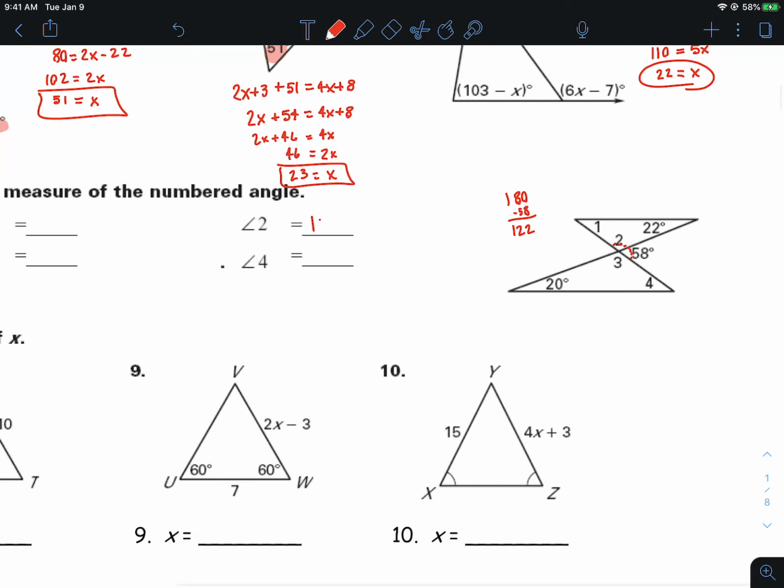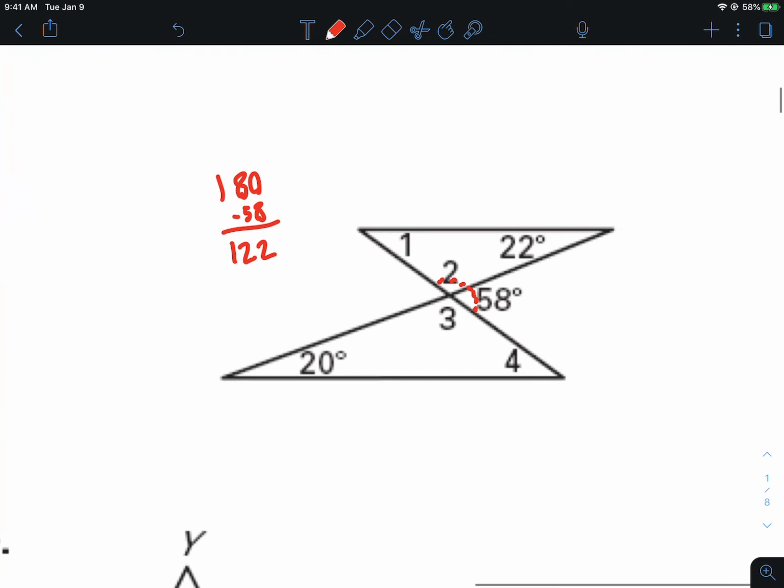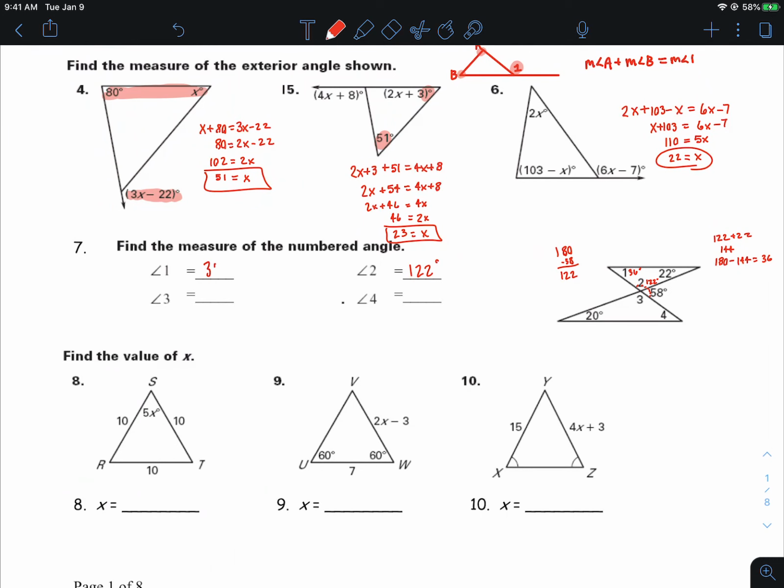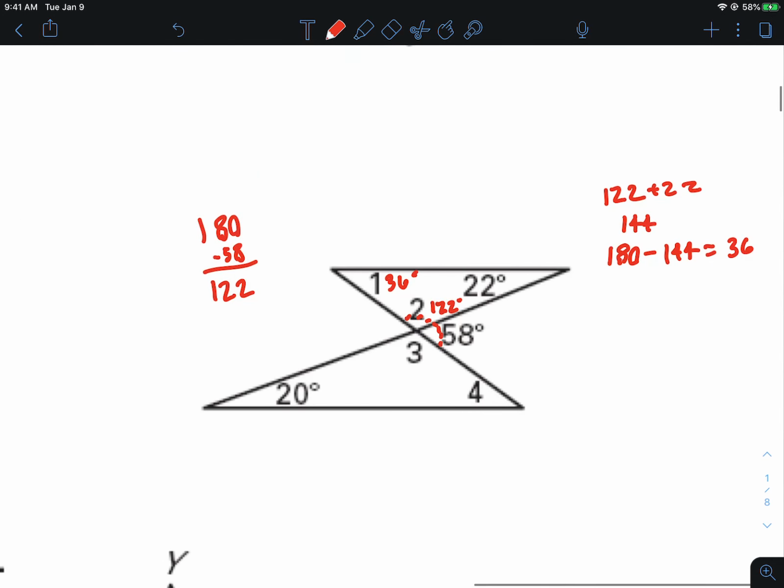I guess I'll just write it in right here. It's kind of small. I guess let's squeeze that in there. 122, and then use the fact that all three of these here need to add up to 180. So 122 plus 22 is 144, and then let's do 180 minus 144. And that should be, I think, 36 degrees if I'm doing my arithmetic correctly. So angle 1 is 36.